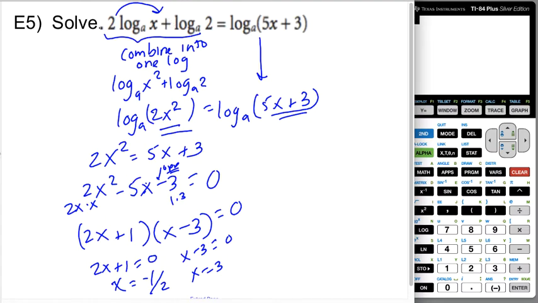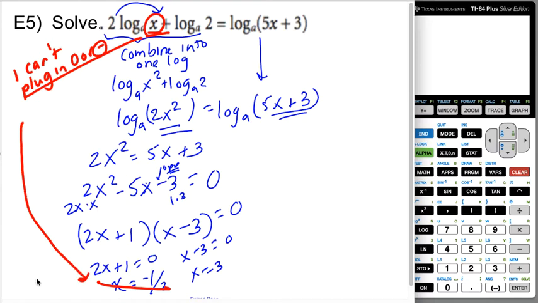Here's the nice thing. In this problem, since there is an x inside the log that's just an x by itself, I know that I can't plug in 0 or a negative. I can't do it. So this one is already extraneous. I don't even have to do a whole lot of work there.